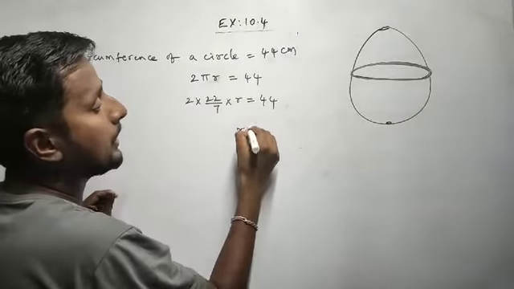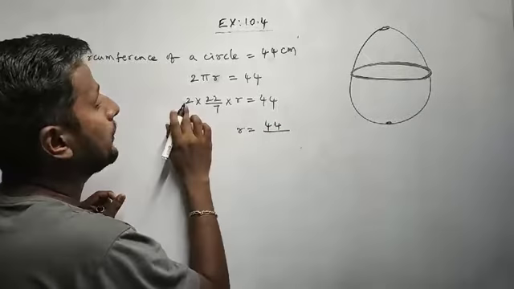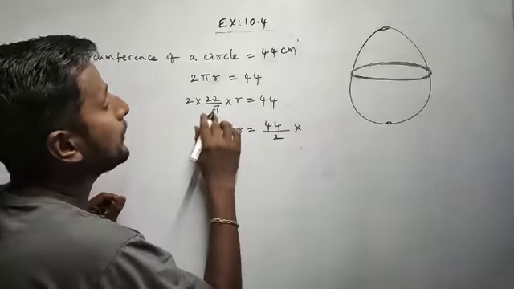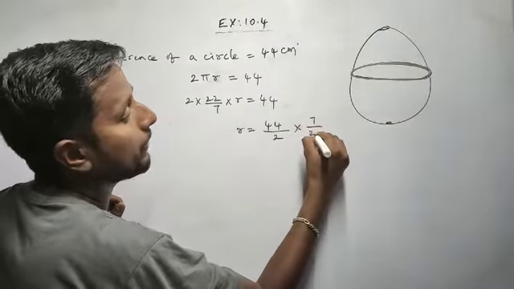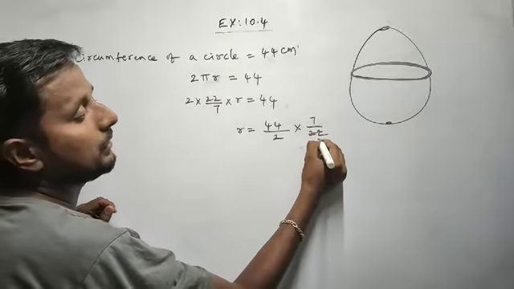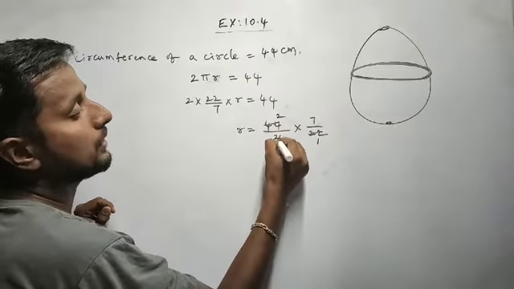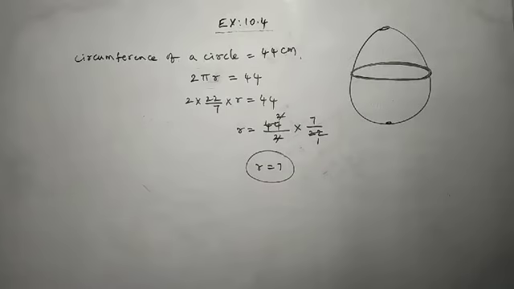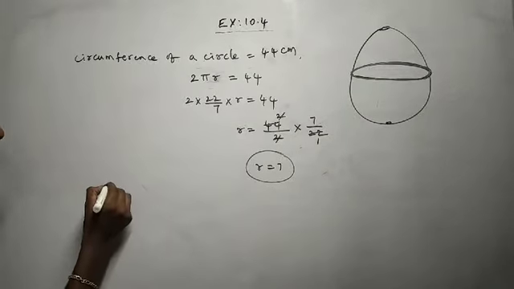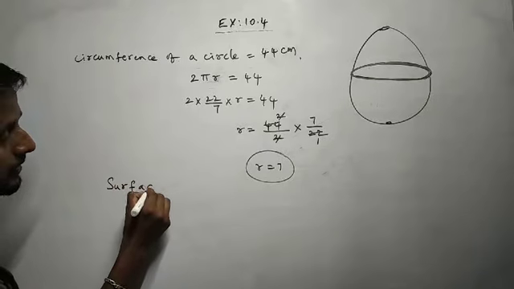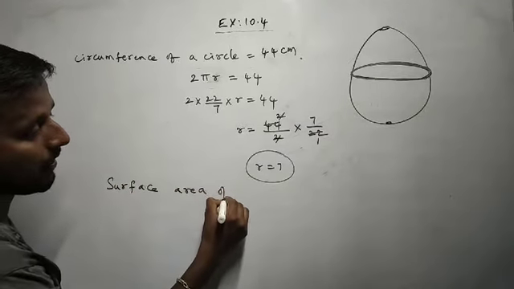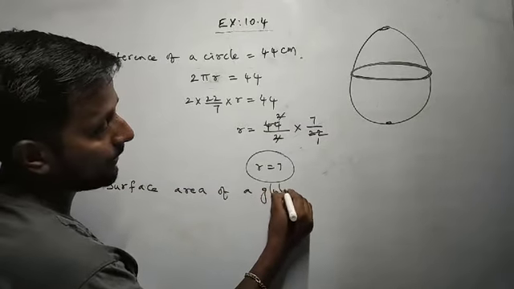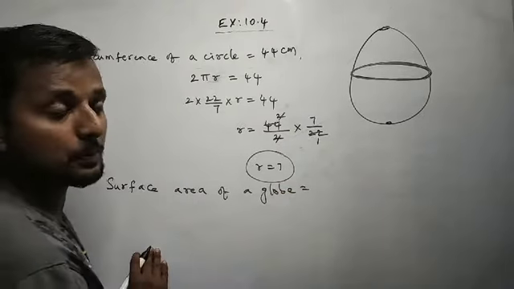Simple. R is equal to 44 by 2 multiplying, and the 22 by 7 will become 7 by 22. Simple. 22 ones are 22, twos are 2, get cancelled. R value is 7. Now what is he asking us? He is asking us to find surface area of a globe, and the globe is an example of a sphere, right?